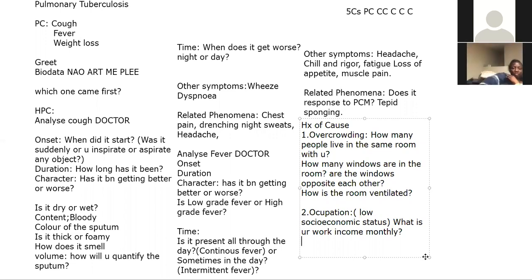You understand? So let's continue, doctor. You want to ask about how much the person is getting monthly. Apart from that, you also want to know the kind of occupation. Are you a long-distance lorry driver? Is lorry double R or one R? Double R.